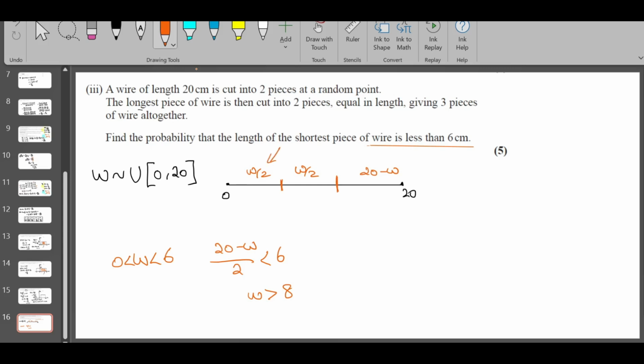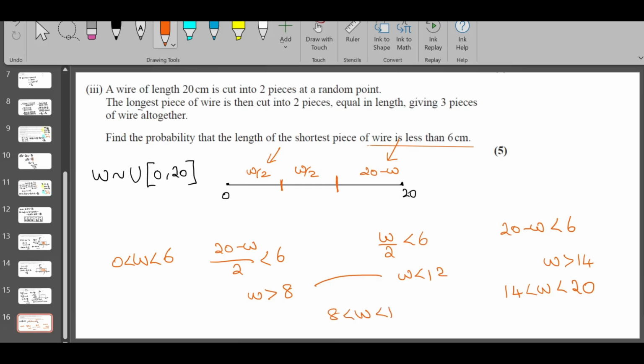We need to find the probability that the length of the shortest piece is less than 6. So we'll get W is less than 12. Let's say this is the shortest piece. 20 minus W is less than 6. W is greater than 14. Greater than 14 means it can go up to 20, right? And then these two inequalities, you can put them together, 8 to 12. Right? What does that mean?